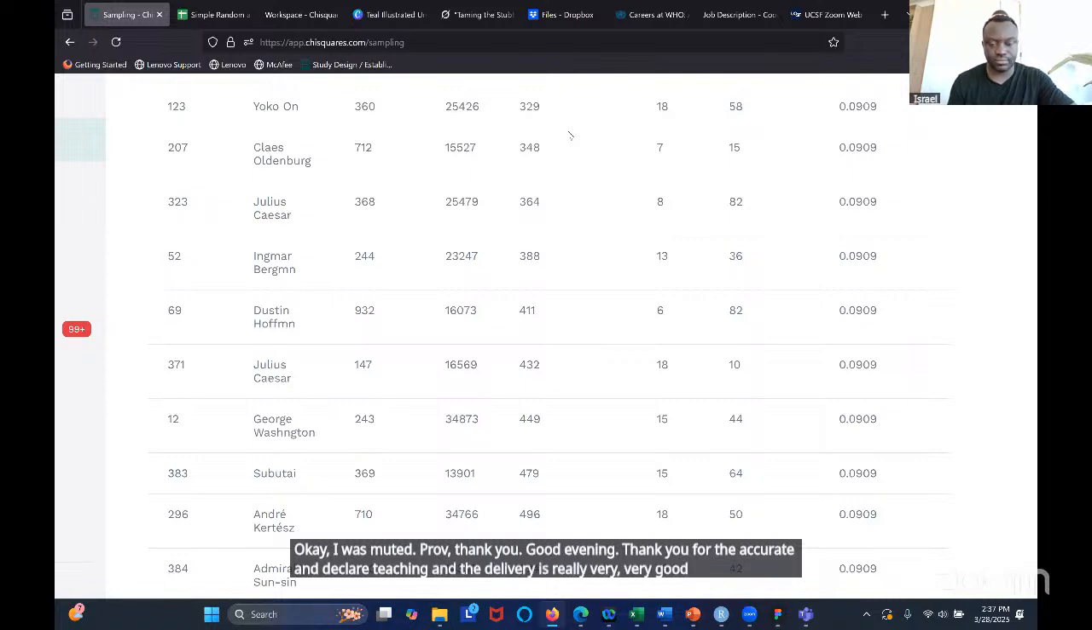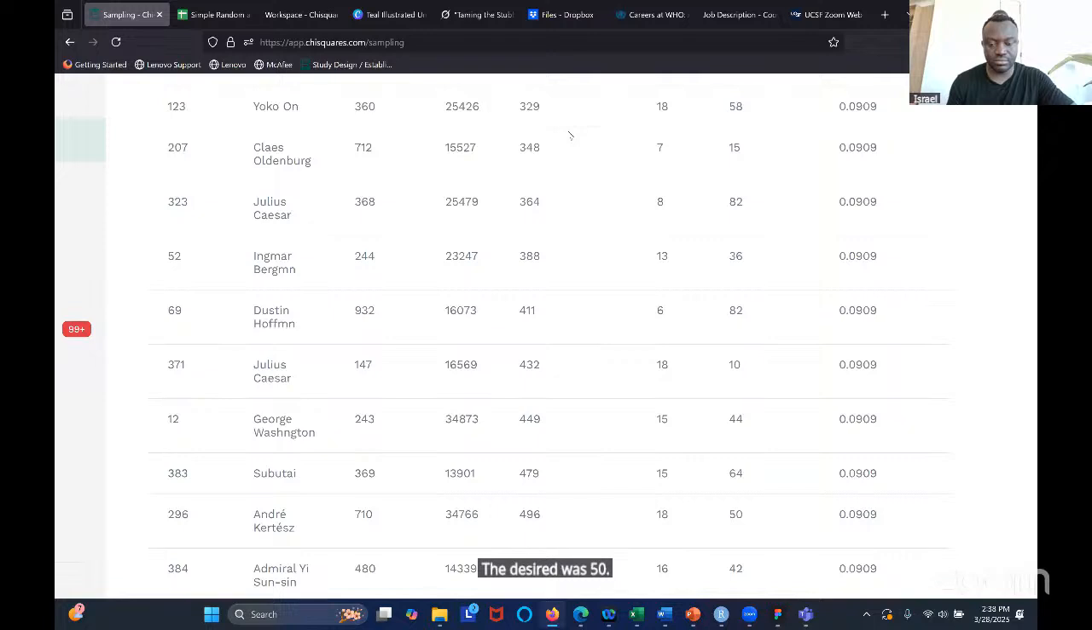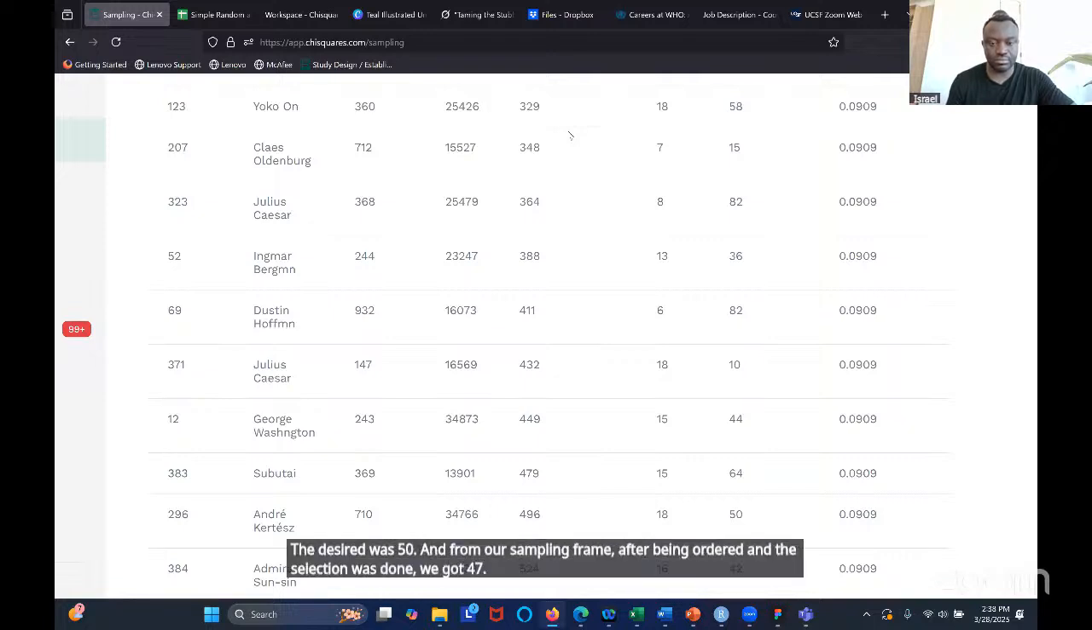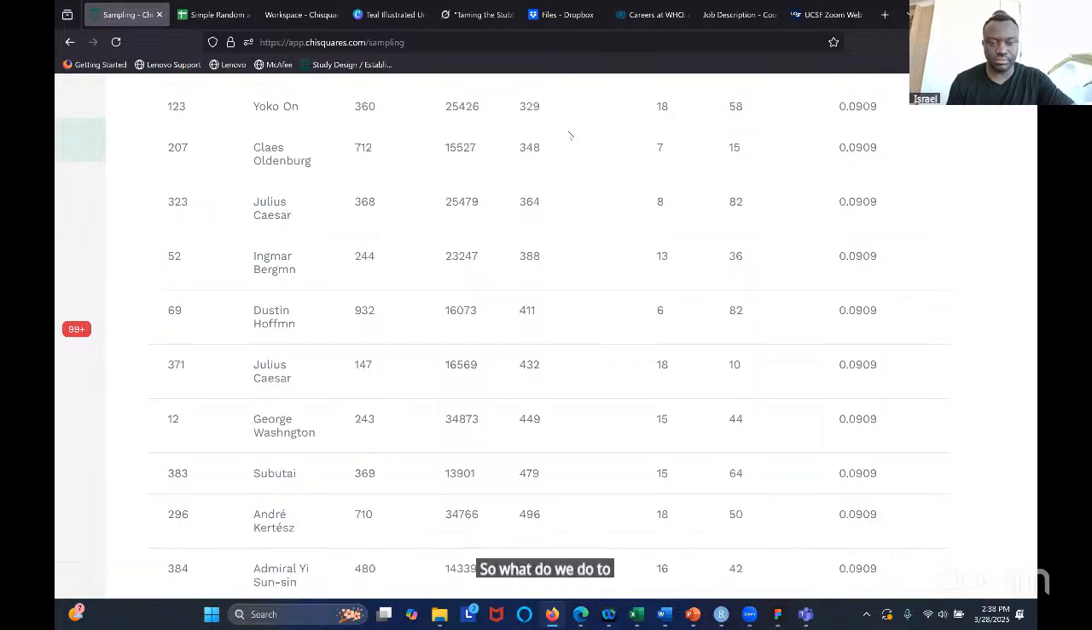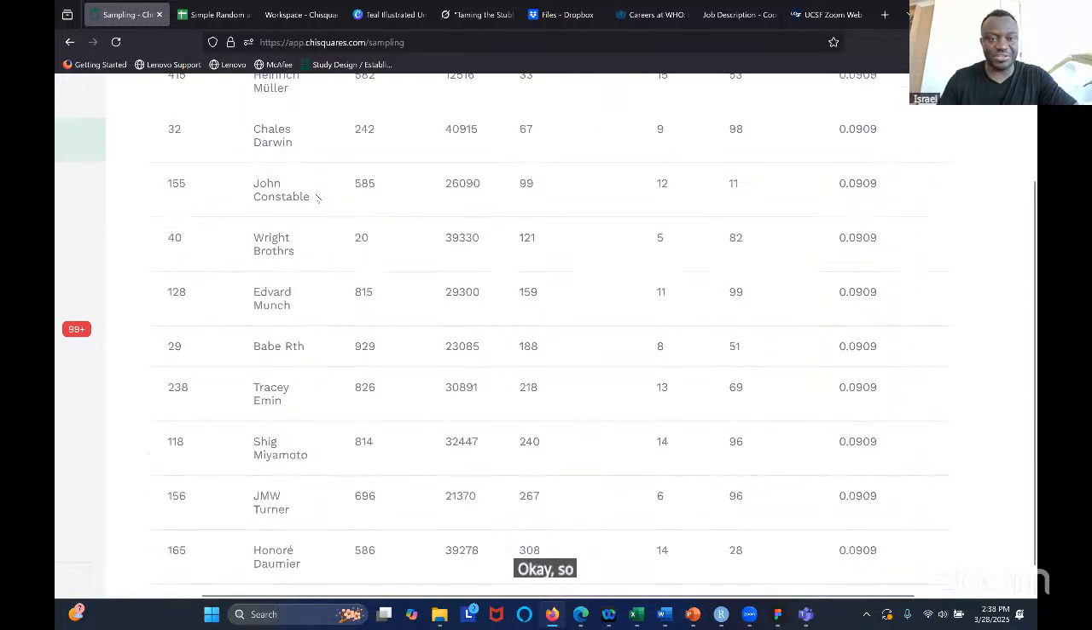Please, I just wanted a clarification on the last example you gave with systematic sampling. The desired sample was 50, and from our sampling frame, after being ordered and the selection was done, we got 47. So what do we do to make up for the remaining 3? Okay, so thanks. That's a great observation. So let's see.